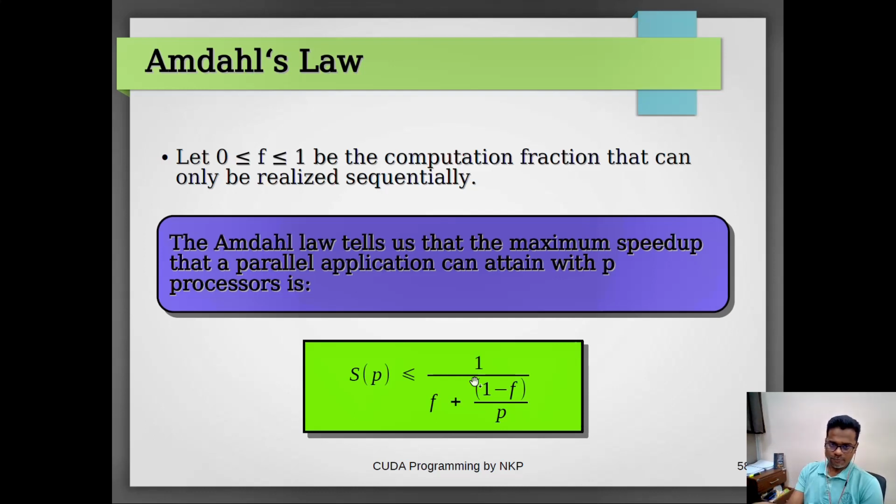So that's it for this particular episode. In this episode, we have discussed different performance metrics and a very important law in parallel computing, that is Amdahl's law. Next, we'll start talking about the limitations of multi-core CPUs and GPU architectures. So stay tuned for that.